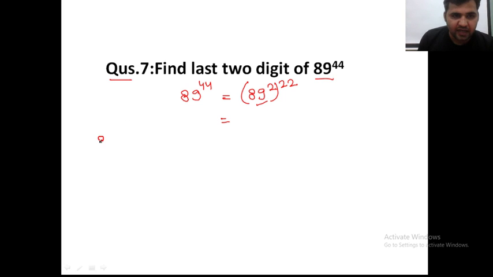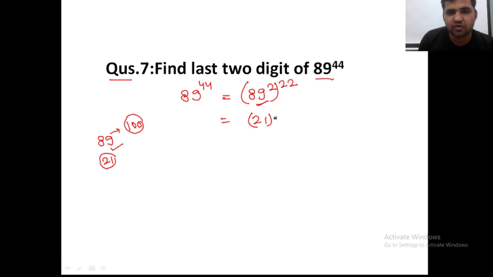If you want to find out the last two digit of 89 square, don't worry, you just compare it with 100. 89 and 100 are at a difference of 11. What is the square of 11? 11 square is 121. So the last two digit of 89 square would be 21. Just compare it with 100 and find out the square of the difference. You're not supposed to find out the full square, okay? Only the last two digit. The last two digit would be 21.